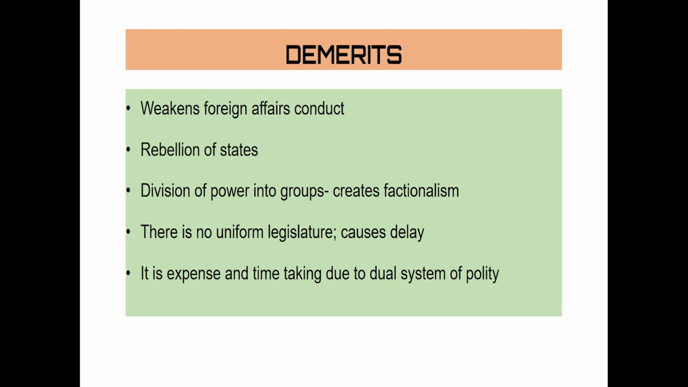This can create factionalism between the states, because there is one center, and supposedly the union or the center is being partial towards only a few states. So, this creates factionalism also. There is a scope for factionalism, and as there is no uniform legislature across the nation, this can cause delays in making policies.